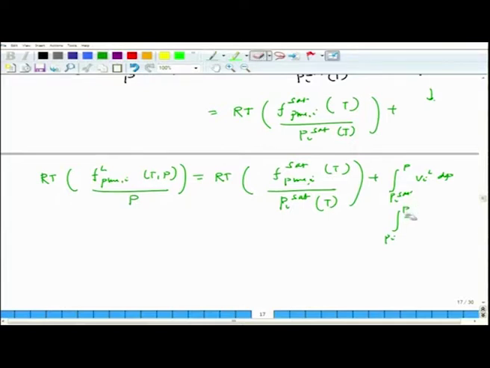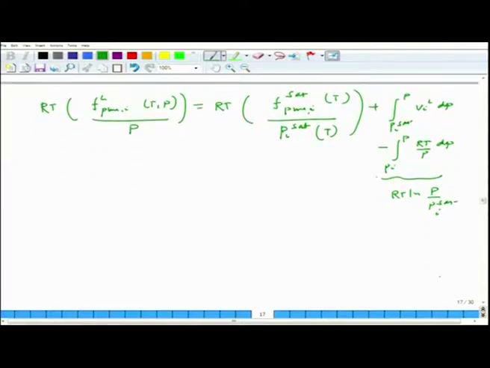I can take the minus outside the integral. This is going to be RT by P dP, which is nothing but RT ln P by P sat. So I can write this simply as RT ln P by P sat.